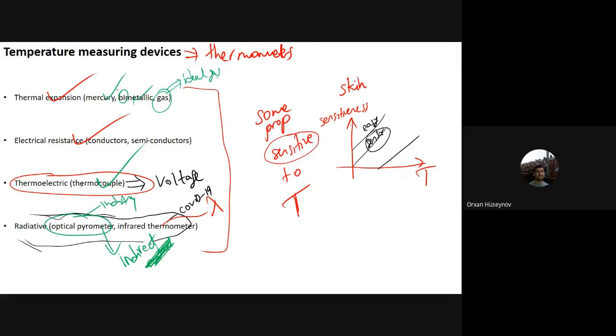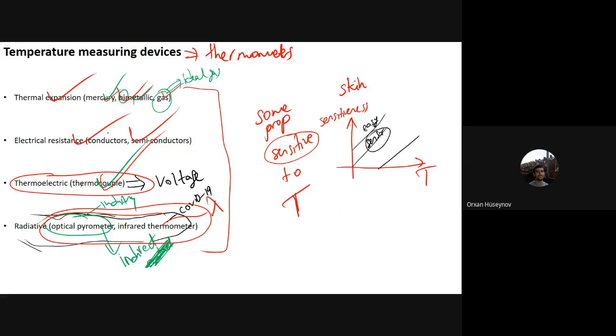Good. So we will have the lab session for this one. But for the last one, we don't have any lab session. We will do lab experiments for all of these and measure the temperature of different cases with different thermometers. You will use mercury. You will use bimetallic.